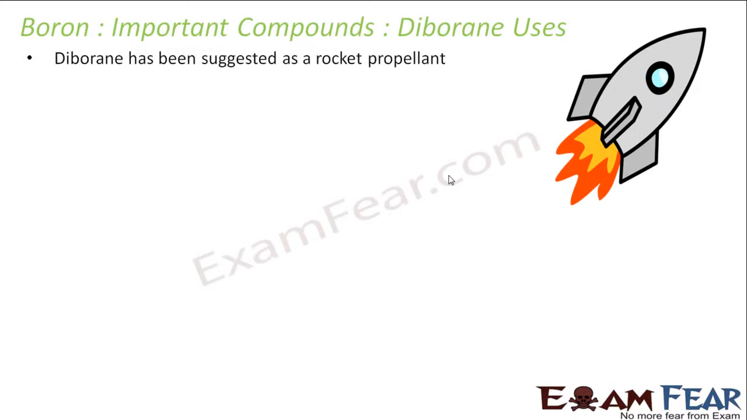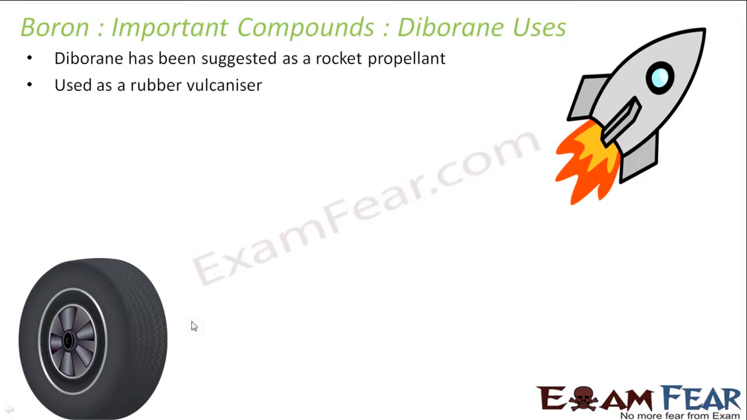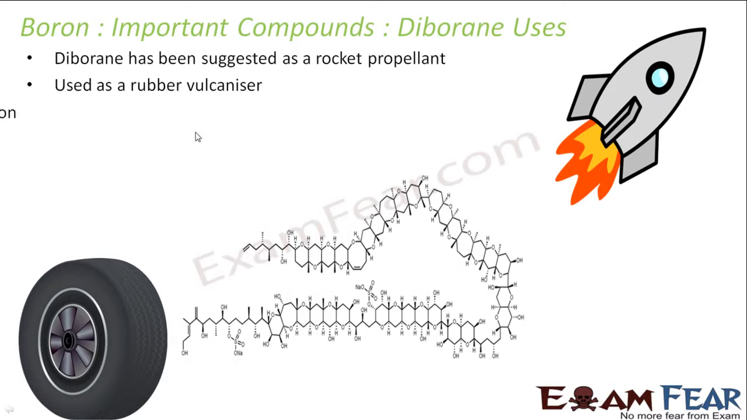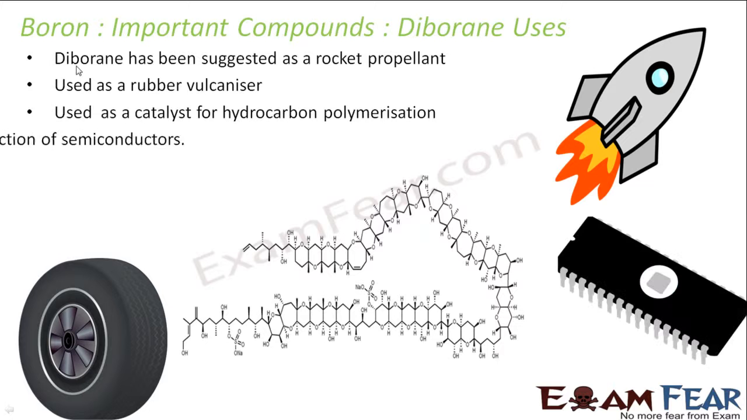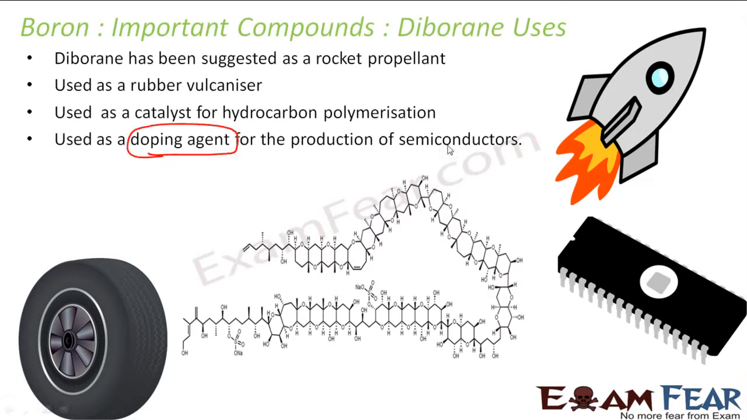Let's talk about the uses of diborane now. The first is it is used as rocket propellant. As I told in the initial slide, it is used for rubber vulcanization, the p-block element. So this is the boron compound, the diborane actually, which is used for rubber vulcanization. It is also used as a catalyst for hydrocarbon polymerization. You see, the hydrocarbon forms a long chain using catenation, right? So diborane is used as a catalyst there. And it is also used as a doping agent for semiconductors. In semiconductors, we need something called a doping agent. You learn more about the doping agent in physics, where we talk about the semiconductor chapter. So this is used as a doping agent to create semiconductors.